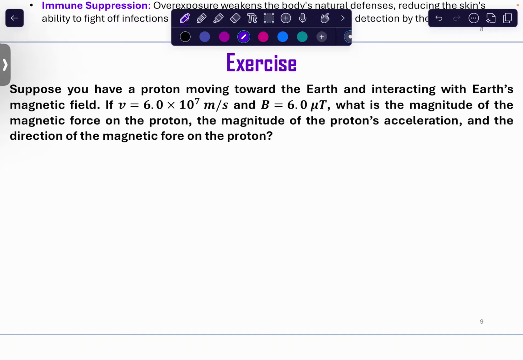So the proton is moving down. The velocity of the proton is 6.0 times 10 to the 7th meters per second. And the Earth's magnetic field, let's see, is going to be 6 microtesla. What is the magnitude of the magnetic force on the proton? The magnitude of the proton's acceleration, and the direction of the magnetic force on the proton.